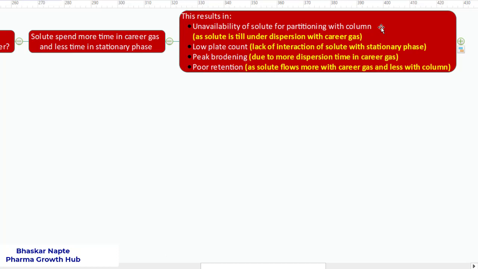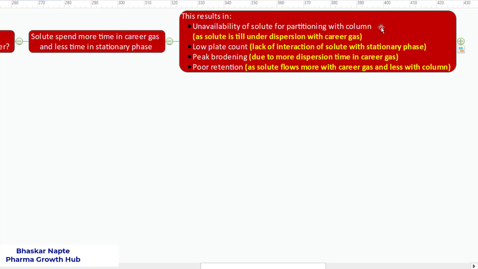The third point is peak broadening. Now why does the peak get broadened? Because the solute is getting dispersed inside the carrier gas, and this dispersion itself is going to spread the band of the analyte. So the more time the solute spends with the carrier gas, the higher the spread of the band. Because of that, the peak will get broadened, right? And that can also impact the resolution negatively.